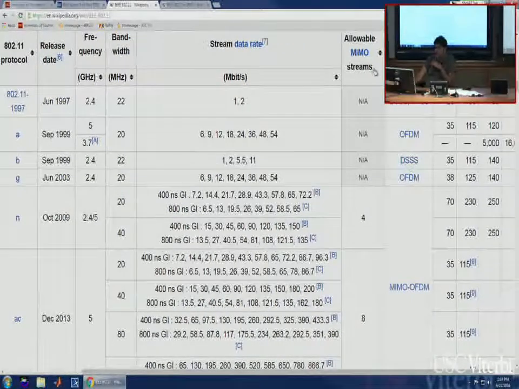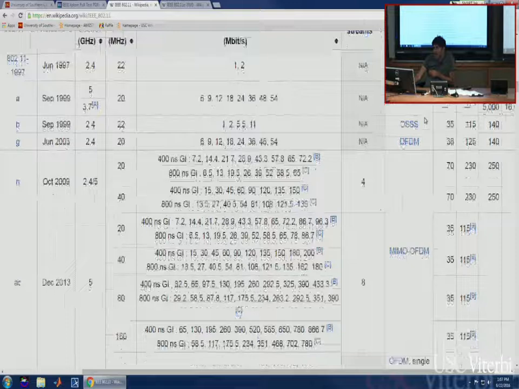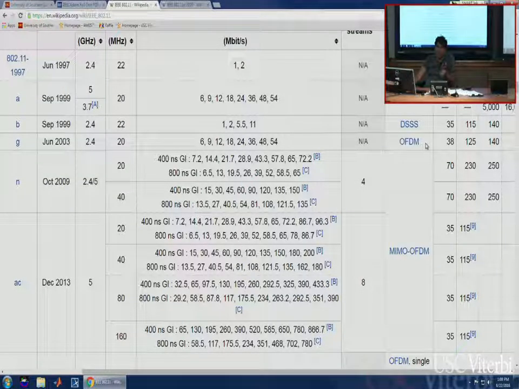Other things that we've talked about in this class, we've talked about different ways of modulating or representing the data digitally. The earliest versions of 802.11 had spread spectrum. So this is direct sequence spread spectrum and frequency hopping spread spectrum. More recent versions typically have OFDM, because if you remember, the higher you go up in data rates, the more the problem of intersymbol interference shows up.